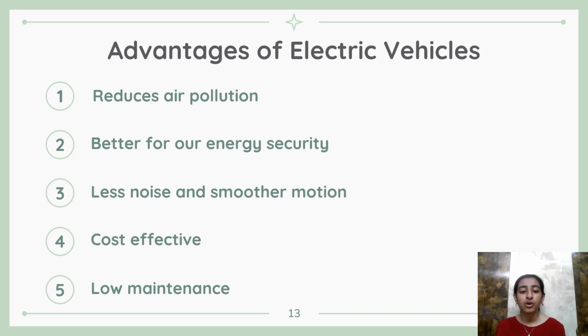Then we have less noise and smoother motion. Driving an electric car is significantly smoother because they lack fast moving elements, are quieter, and produce less noise. Then we have cost effectiveness. Electricity is far less expensive than fuels such as gasoline and diesel, which are subject to regular price increases. At last, we have low maintenance. Electric cars have fewer moving components, so wear and tear is reduced when compared to traditional auto parts. Repairs are also simpler and less expensive than for combustion engines.